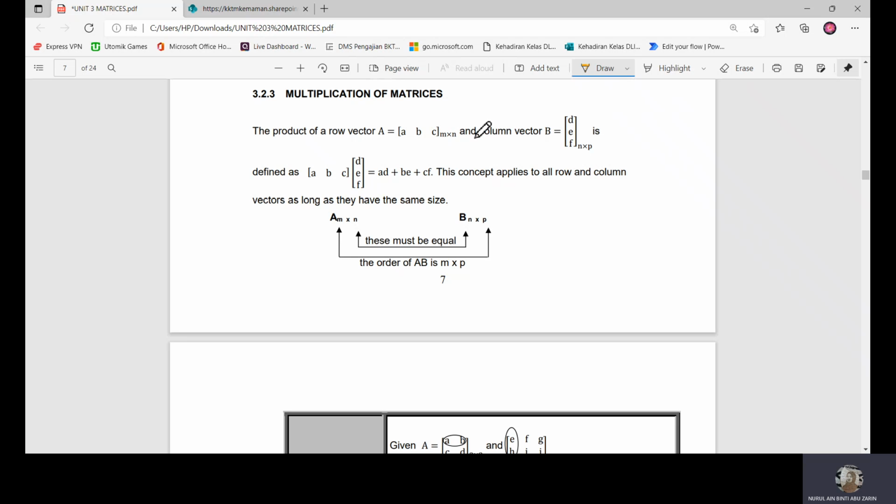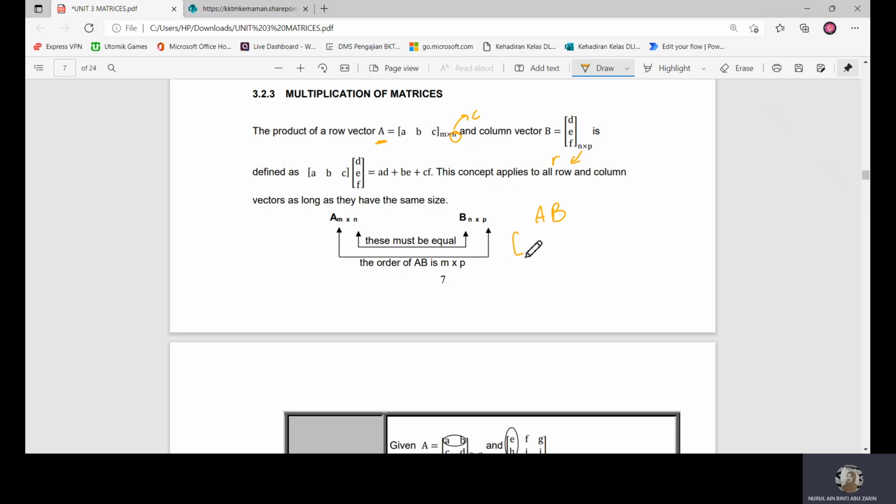For multiplication of matrices, the thing that you have to make sure is that the number of columns of matrix A, the first matrix, which is m multiplied by n, and the number of rows of the next matrix that you would like to multiply have to be the same. For example, let's say you would like to multiply matrix A and matrix B.